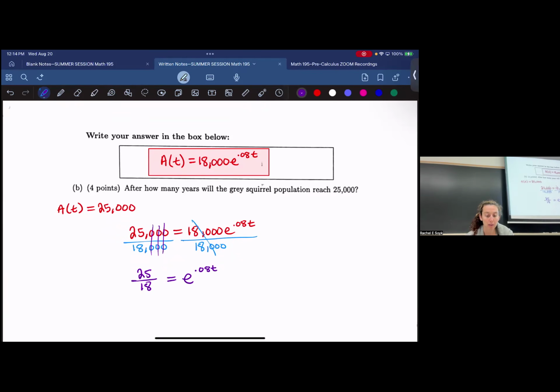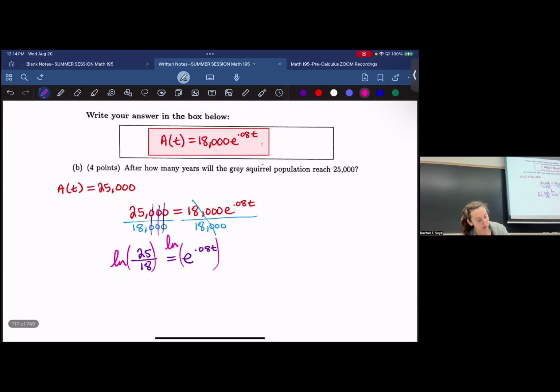And now how do we get rid of that e? We have to take the natural log of both sides and use our properties of logarithms. So that left-hand side just stays as ln of 25 over 18. That right-hand side, that exponent, we can bring in front. And so we're looking at 0.08 t of ln of e.